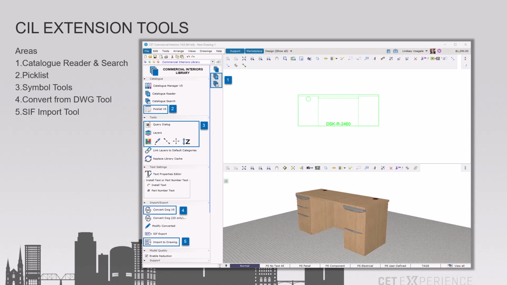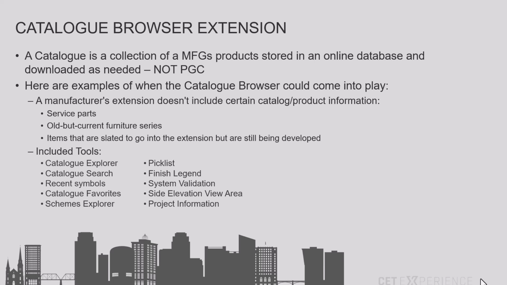So just as a reminder, here is the image where all of these tools are located in that main menu of that main component tab. And now we're going to go ahead and move on to our catalog browser extension.